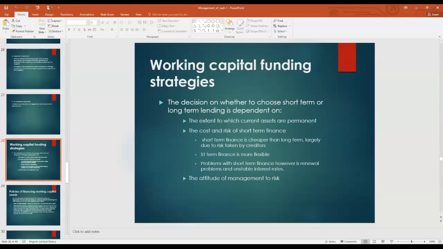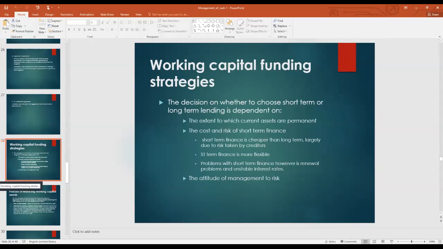Now, before even discussing those 3 policies, the first thing to know is that when it comes to working capital, we can distinguish the company's current assets in 2 classes. We have the permanent current assets and the temporal current assets. I think I have them in the next slide, so we're going to discuss that there, that it is possible to classify the company's current assets in 2 classes, permanent current assets and the temporal or fluctuating current assets of the company.